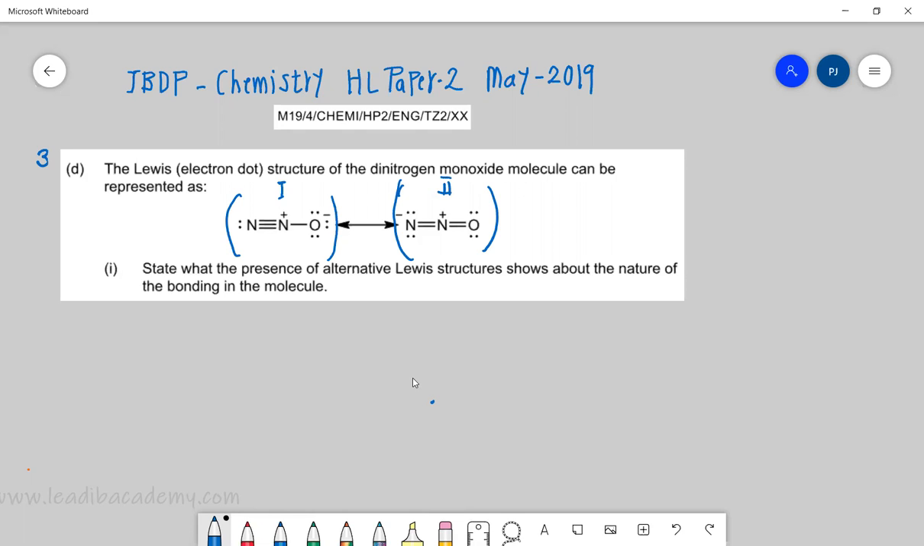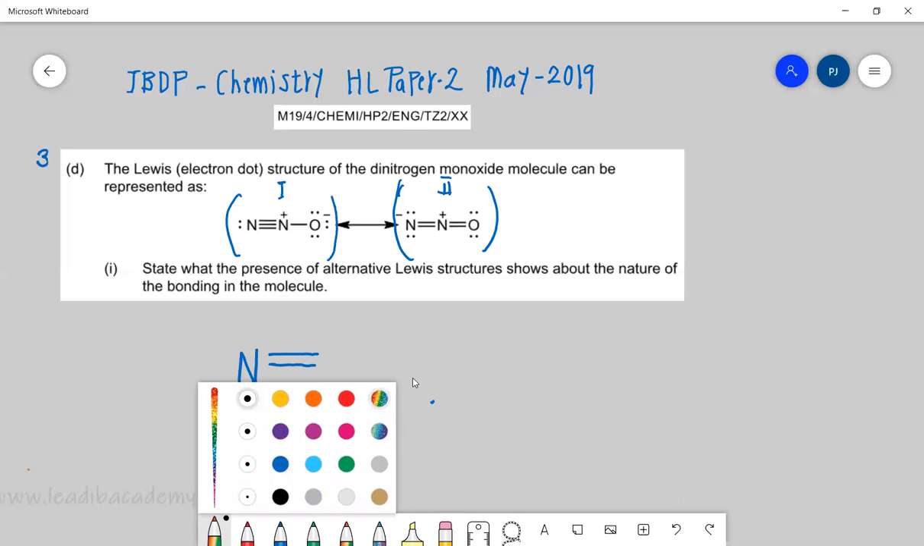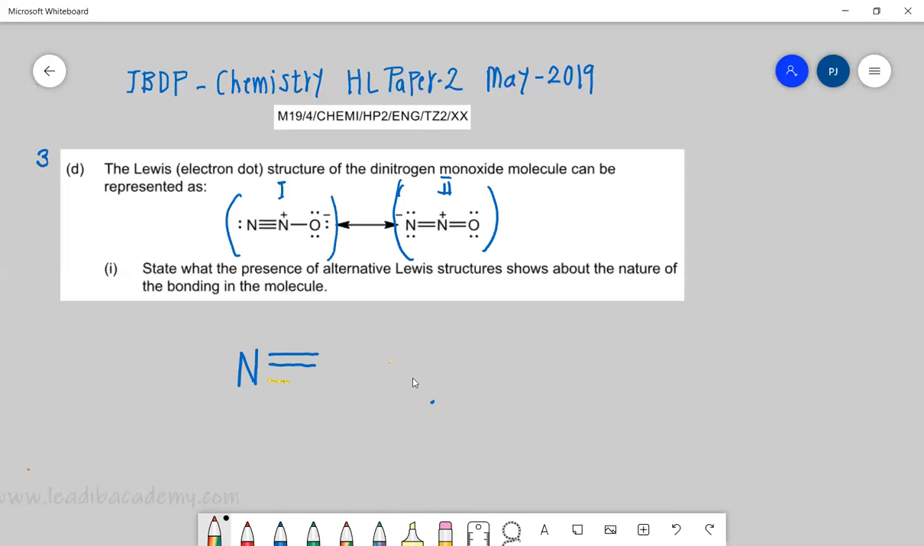So the question is, state what the presence of alternative Lewis structures shows about the nature of bonding in the molecule. So first of all, let's understand what is being done here. So there is nitrogen triple bond. I'm purposely showing it with a different color.